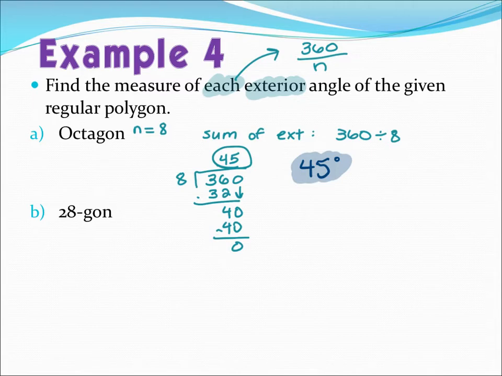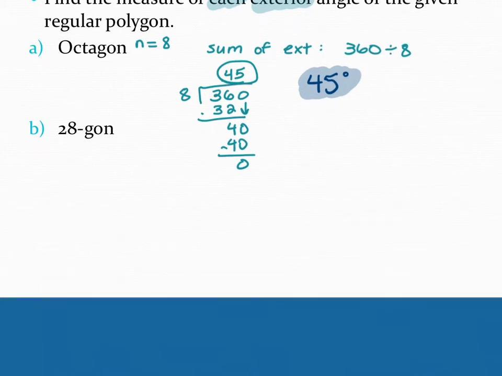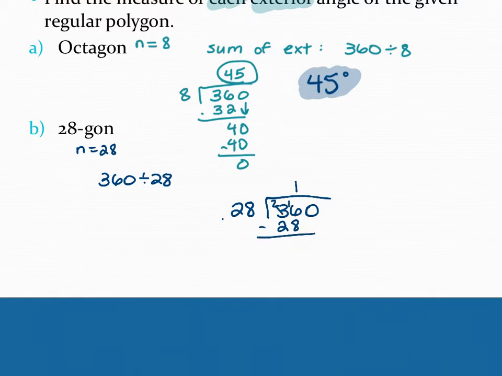Yep. All right, so B says 28-gon. What do I do with that? Good, n is 28. So I have to do 360 divided by 28. How many times do we think 28 about goes into 80? About 30 into about 80, which would be what? What would be 3 times 30? 90, too big, right? What would be 2 times 30? 60, so somewhere in between there, right? So let's try 2. Have to bring it down again.